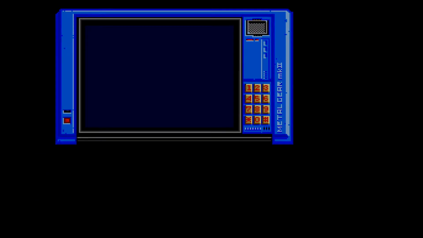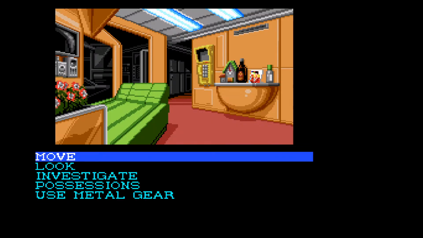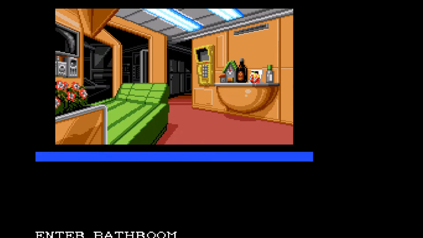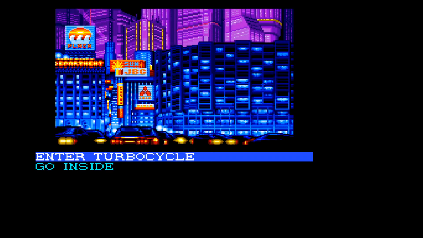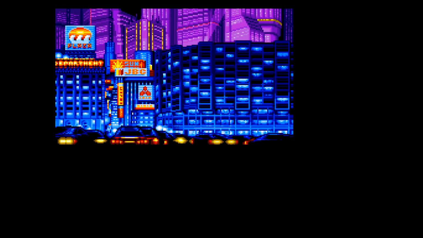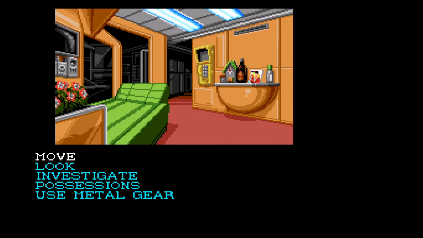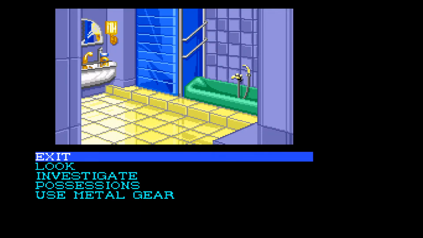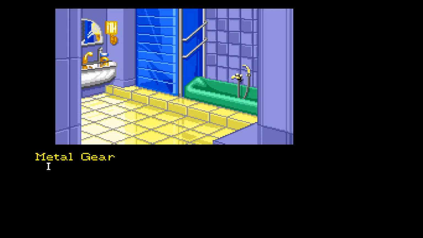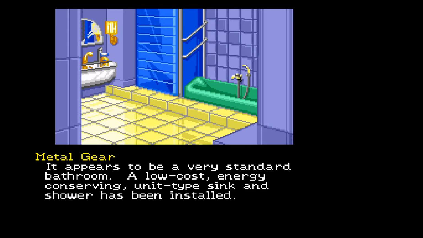Okay, let's get out of here. I think that's pretty much it for right now anyway. Actually, let's go back inside and look inside the bathroom. See if there's anything of note in there. This is your bathroom. It appears to be a very standard bathroom.